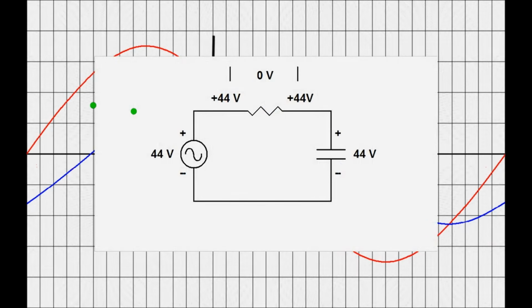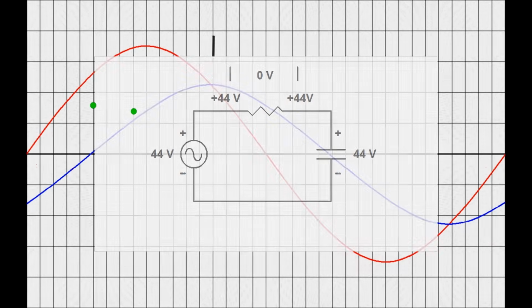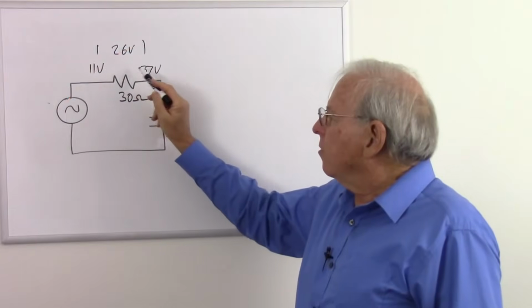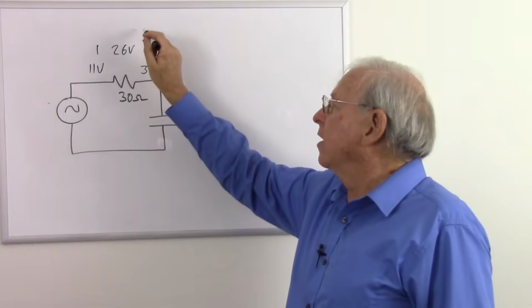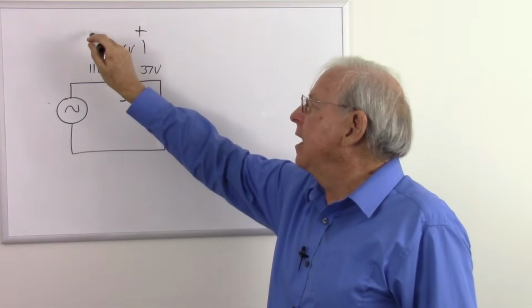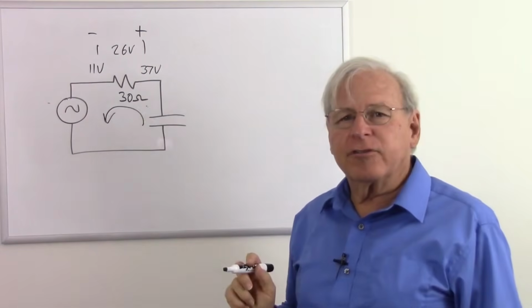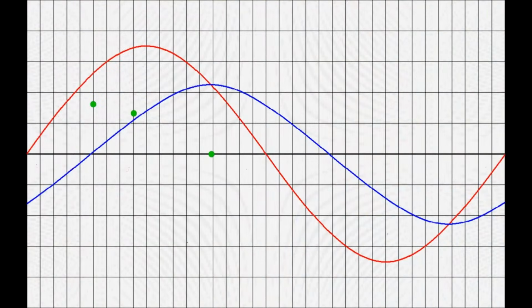That puts a difference of 0 volts across the resistor, so the current is 0 amps right here. Let's do one more right here. The source voltage is about 11 volts and the capacitor voltage is about 37 volts. The difference is now 26 volts. But now the voltage on the right is higher than the voltage on the left, so we go positive to negative here, so the current is flowing in the opposite direction, which we'll plot as a negative current. Now we have a current of minus 0.866 amps right here.